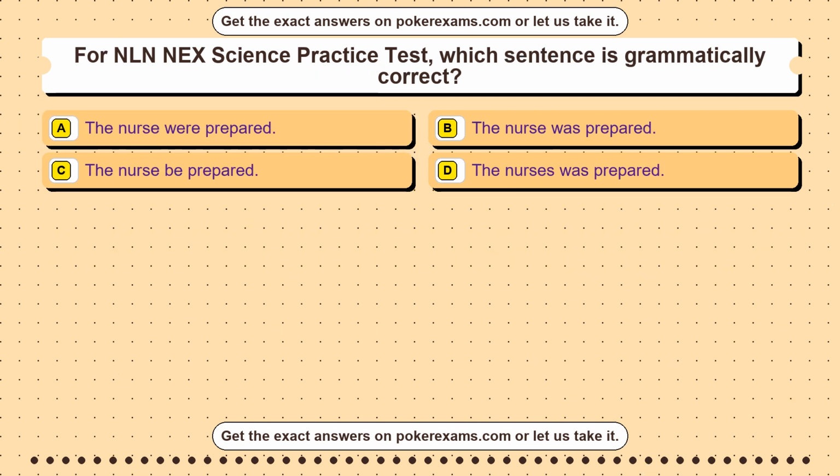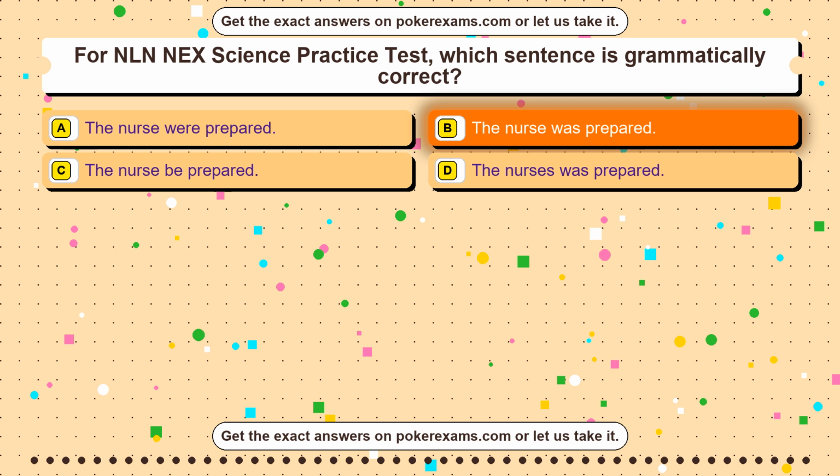Question 42. For the GED RLA practice test, which source would best support a historical claim? Option A, random comment. Option B, cartoon only. Option C, advertisement slogan. Option D, primary document. The correct answer is option D.